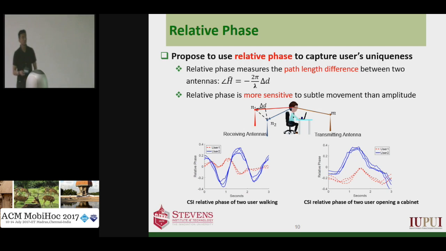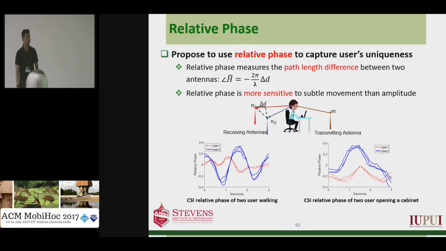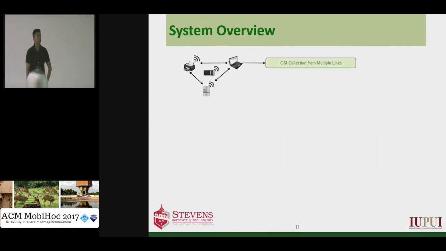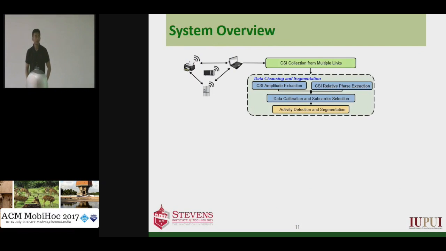So in this project, we want to use both CSI amplitude and the relative phase to capture both walking activities and stationary activities. In our system overview, our system first takes as input a time series of CSI measurements, and then we extract both CSI amplitude and CSI relative phase. After that, data calibration and subcarrier selection are deployed to eliminate the environmental noises and interference.